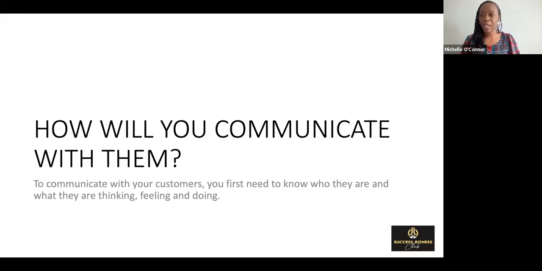How will I communicate with them? Telling the story, you know who it is you're serving. Now you want to know, how will you communicate with them? To communicate with them, you first need to know them. So that is why the previous step is very, very important. You want to know what they're thinking, feeling, and doing.